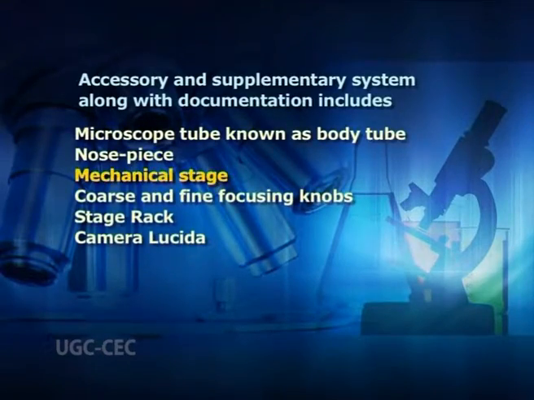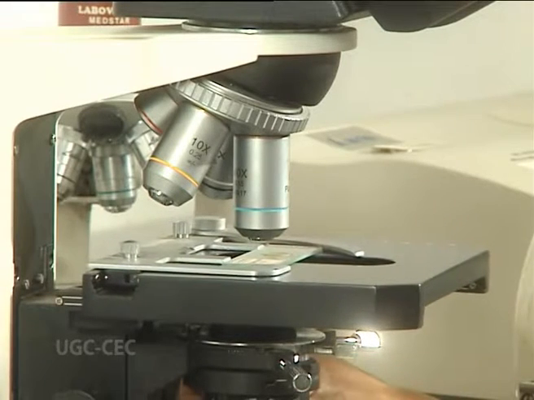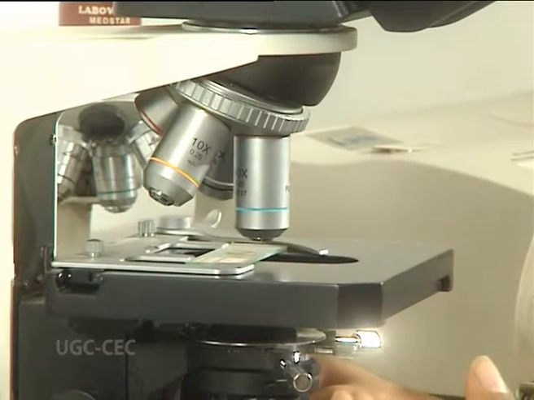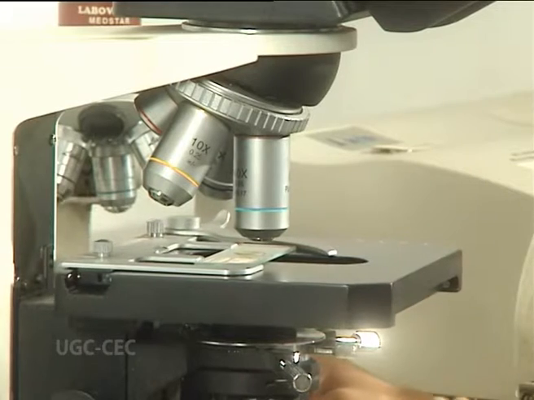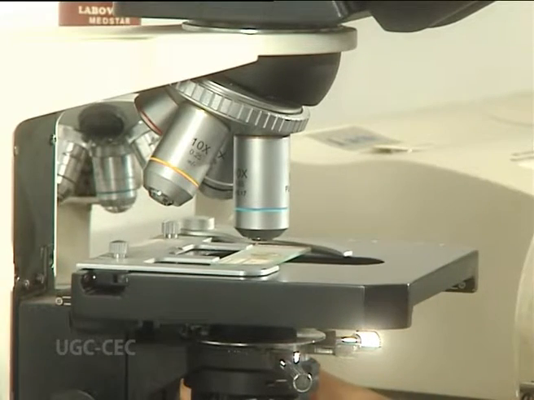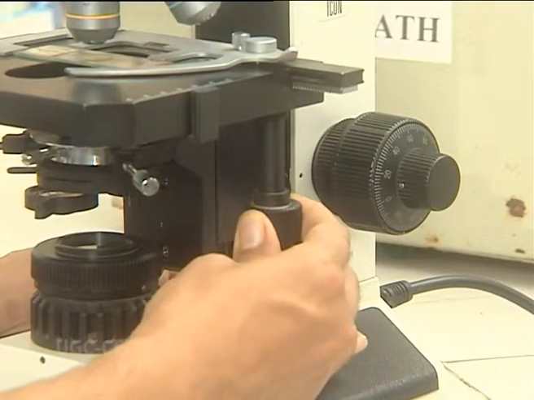Mechanical stage. The mechanical stage holds the slide and allows it to be moved to the left, right, forward or backward by rotating the knobs. It is fitted with fine vernier graduations as on a ruler. This helps in relocating a specific field of examination.